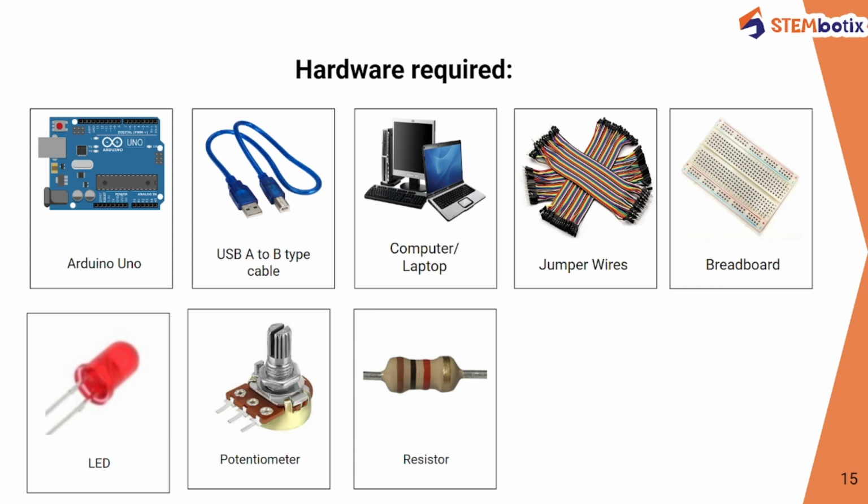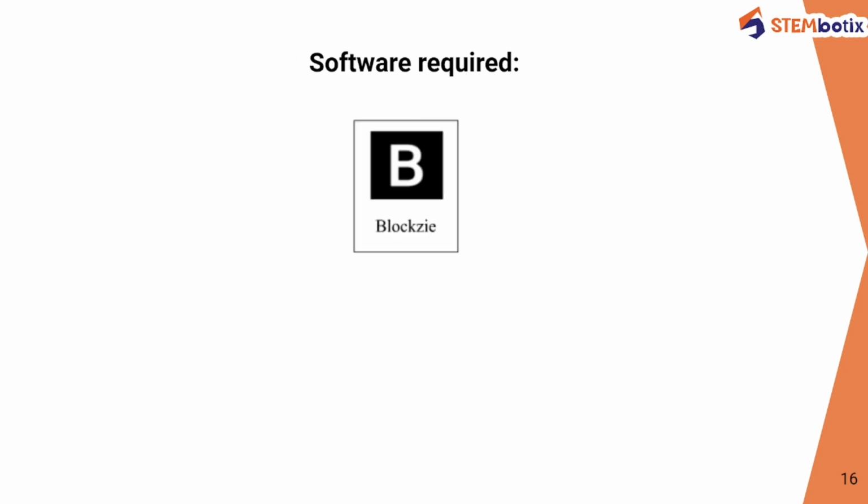So these are the hardwares which you are going to require to build this project. First one is Arduino, which is a microcontroller. After that is a USB A to B type cable to connect your Arduino board with your computer or laptop. Few jumper wires, a breadboard, one LED, one potentiometer and resistors. And the software using which you are going to give commands is Blockzie.